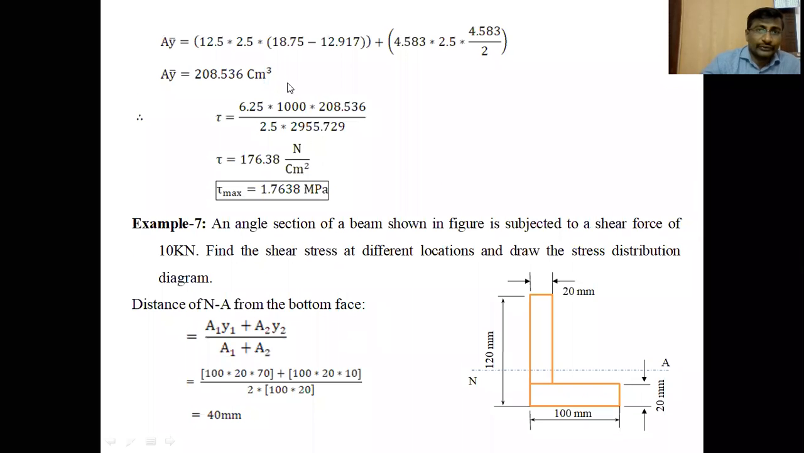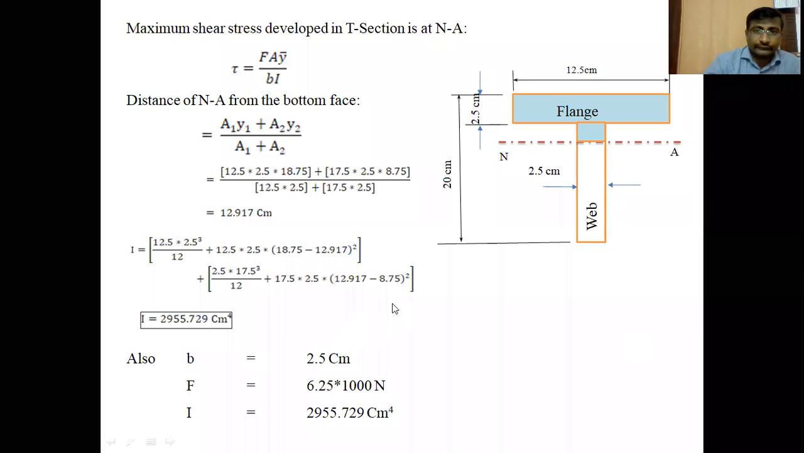Okay, how to find the AY bar? AY bar is equal to A1Y1 plus A2Y2. Simple. A1Y1 plus A2Y2 is the formula to find the AY bar. A1 is the flange area, and A2 is this area in the web portion above the neutral axis. Here I shaded the two areas above the neutral axis. A1 is 12.5 into 2.5. So by applying the formula, A1Y1 plus A2Y2 is equal to AY bar.